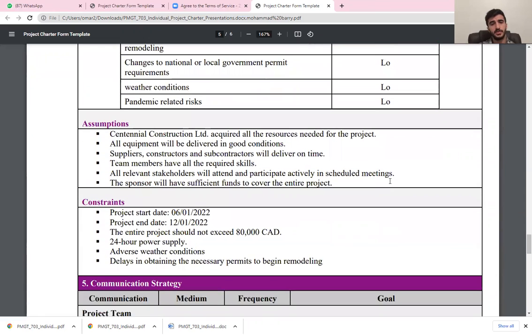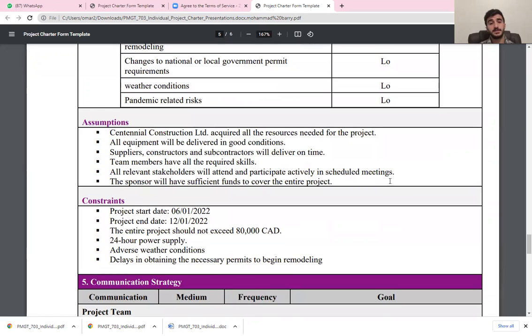The assumption here is the things and factors that could be true or real, even without empirical proof. Like when you start the project, by default you know that the construction company is going to provide you with all resources, and your equipment is supposed to be delivered in good condition, like the jacuzzi, the lights, everything that's going to be used in the renovation process, without any damage. And the suppliers, contractors, and subcontractors deliver everything you want on time, according to the schedule.